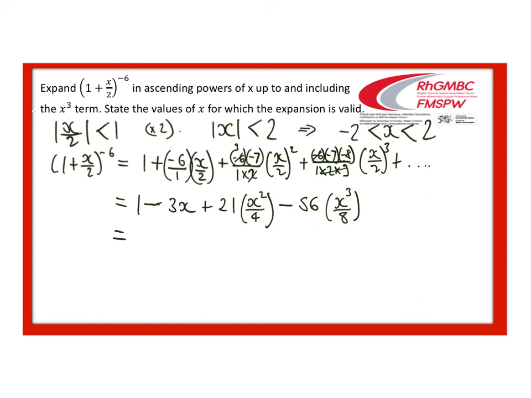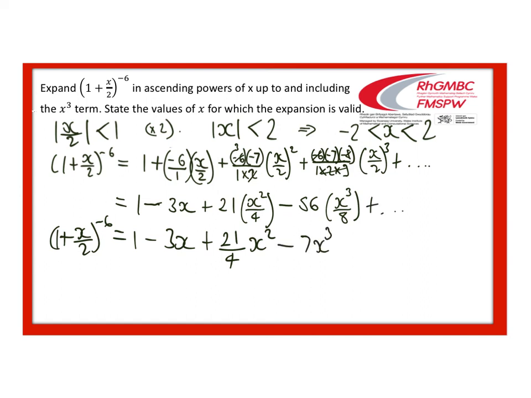Tidying up now, because I should now be able to get to my final answer. (1 + x/2)^(-6). I get 1 minus 3x. Nothing changes on that term. Can't really do anything with the next term. All I'm going to do is write it as a fraction in the coefficient. So I get 21 over 4 x squared. And then minus 56 divided by 8 will give me minus 7x cubed. Must remember the plus dot, dot, dot, dot on the end. And there is our expansion.